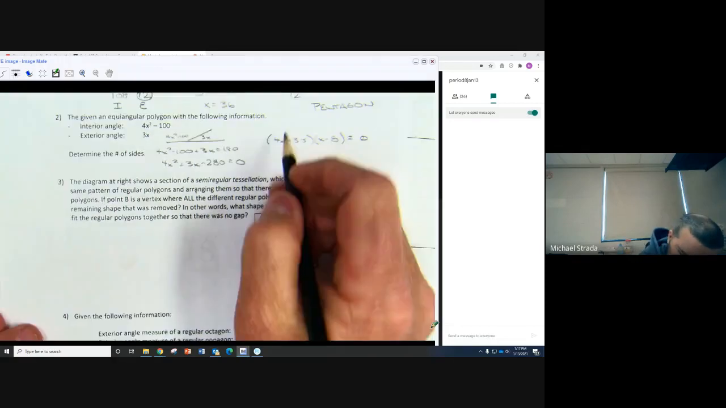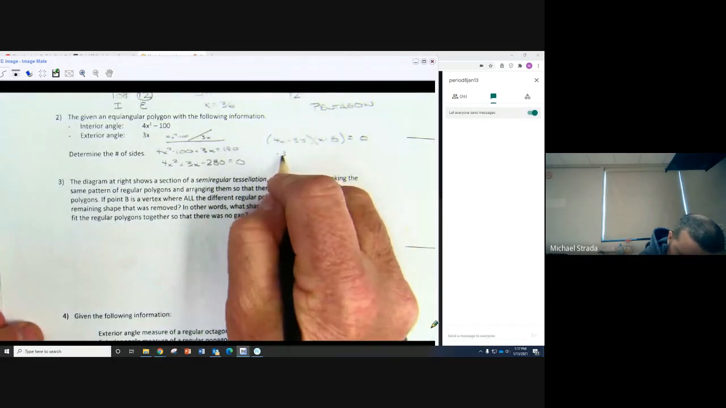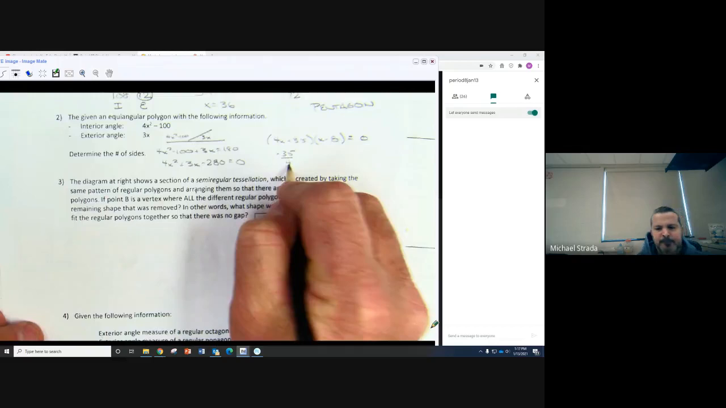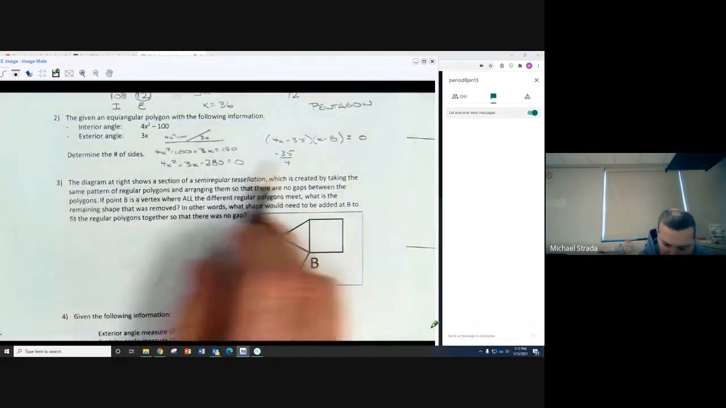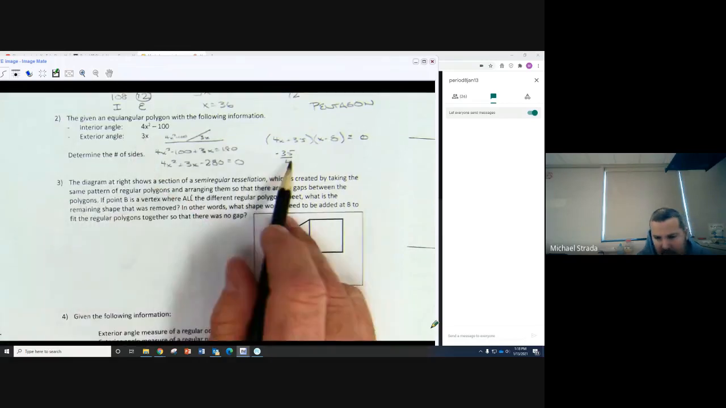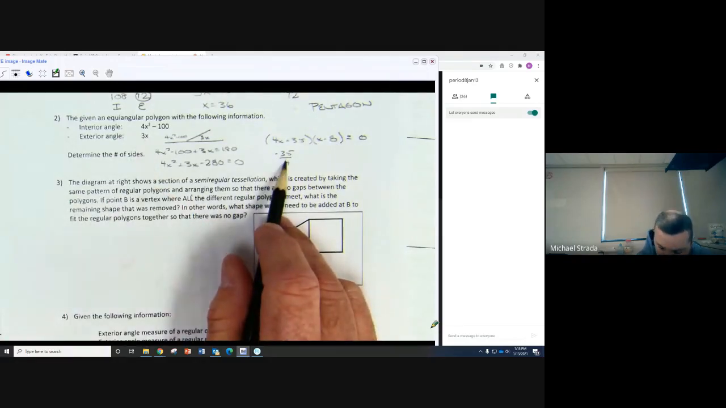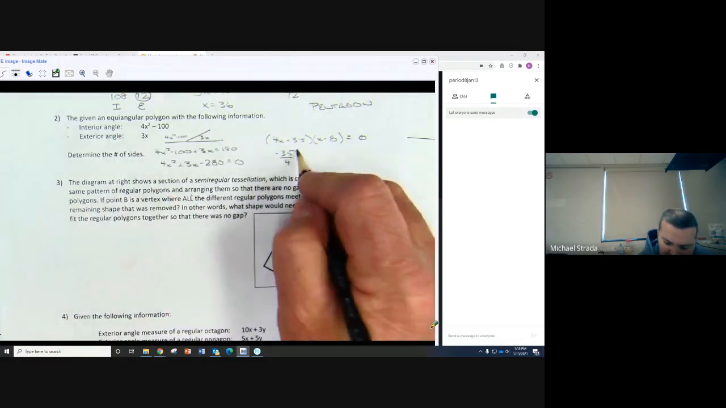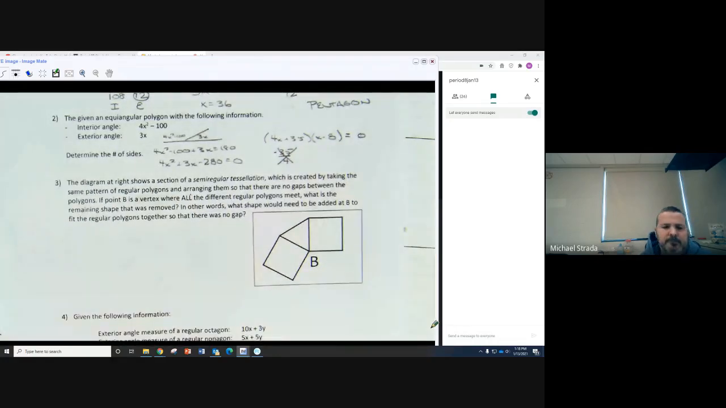Now, 4x plus 35 gives me a solution of negative 35 over 4. If I plug that back in, I'm multiplying a negative times a positive, it's still going to be negative. For this class, we can't have any negative angles, so that is extraneous.